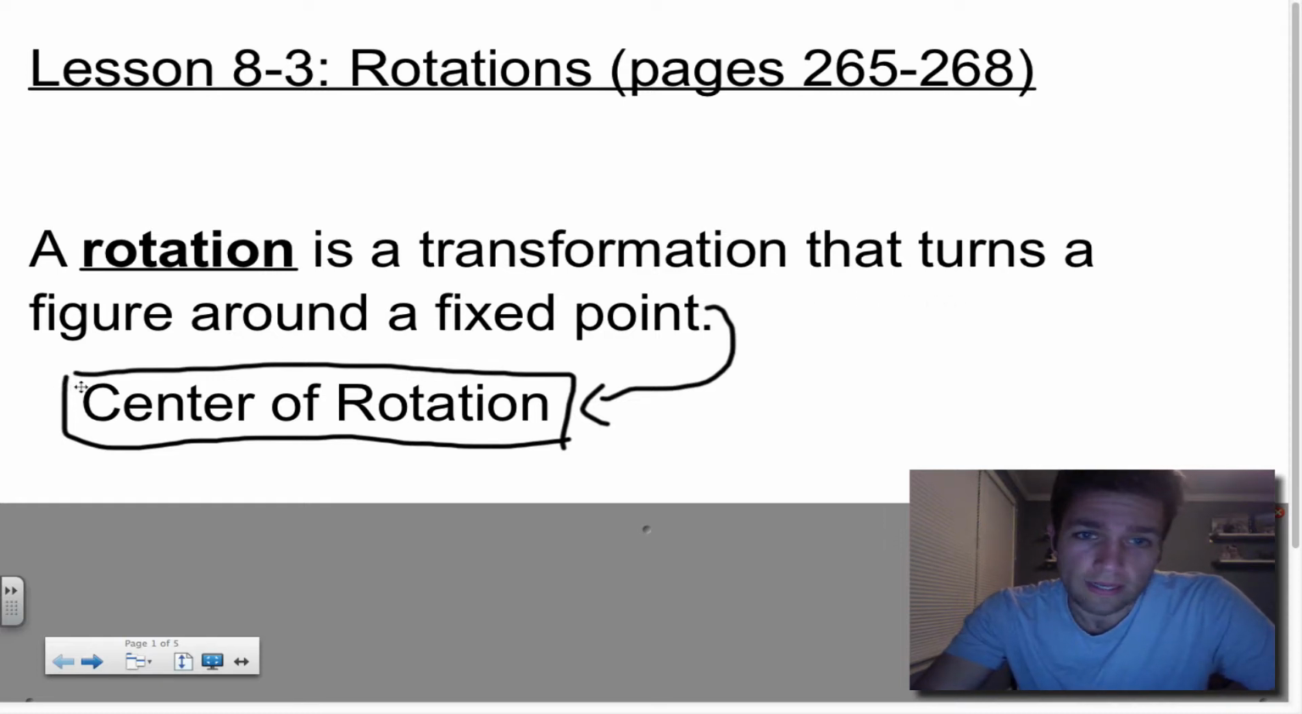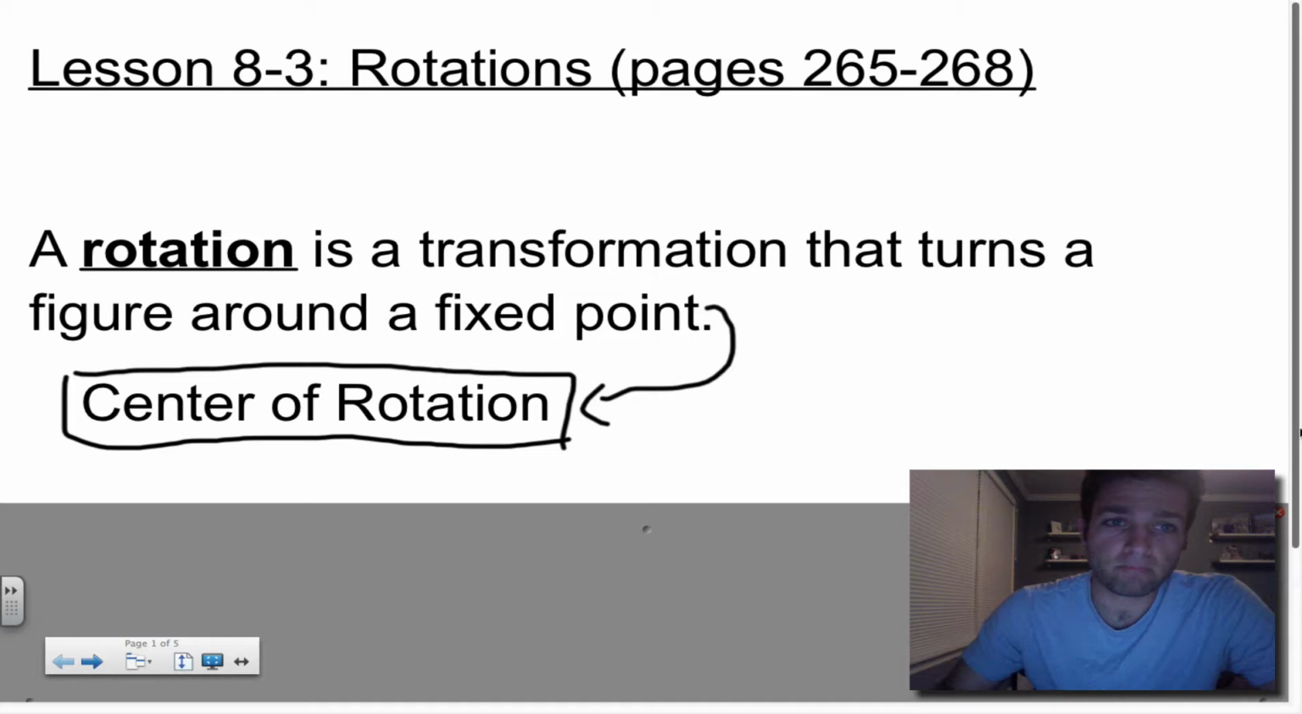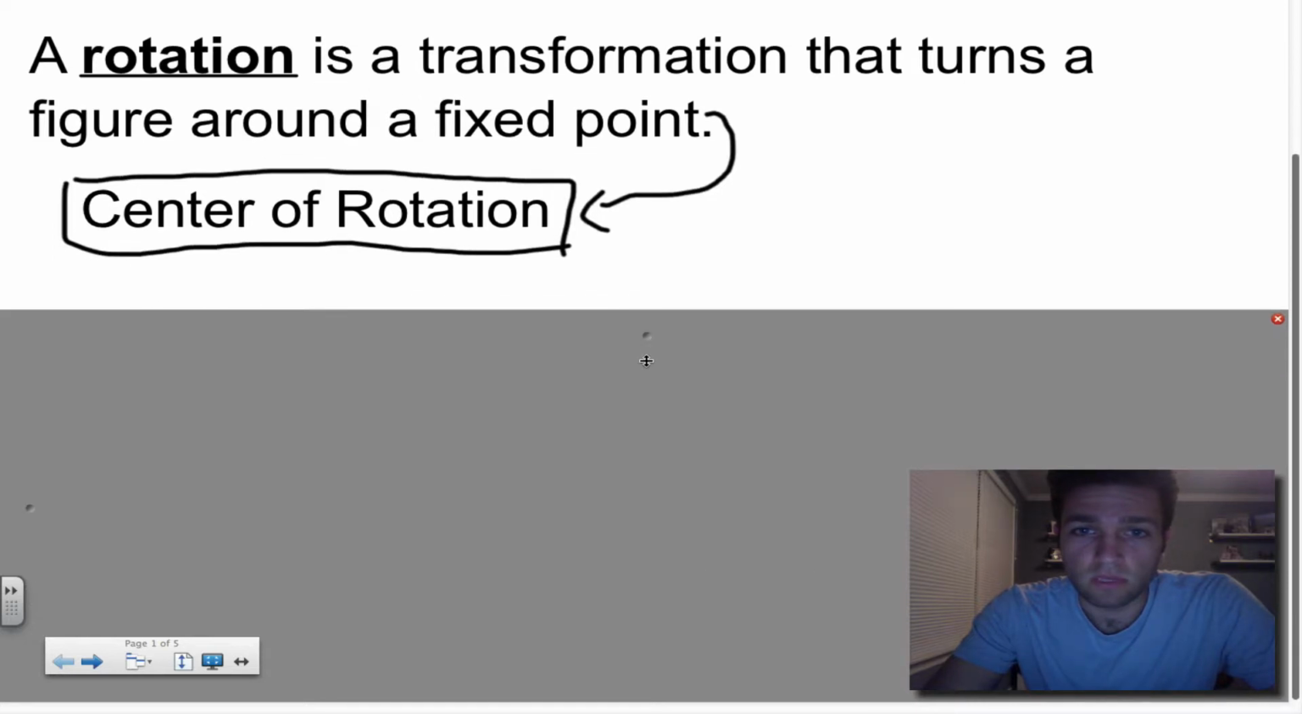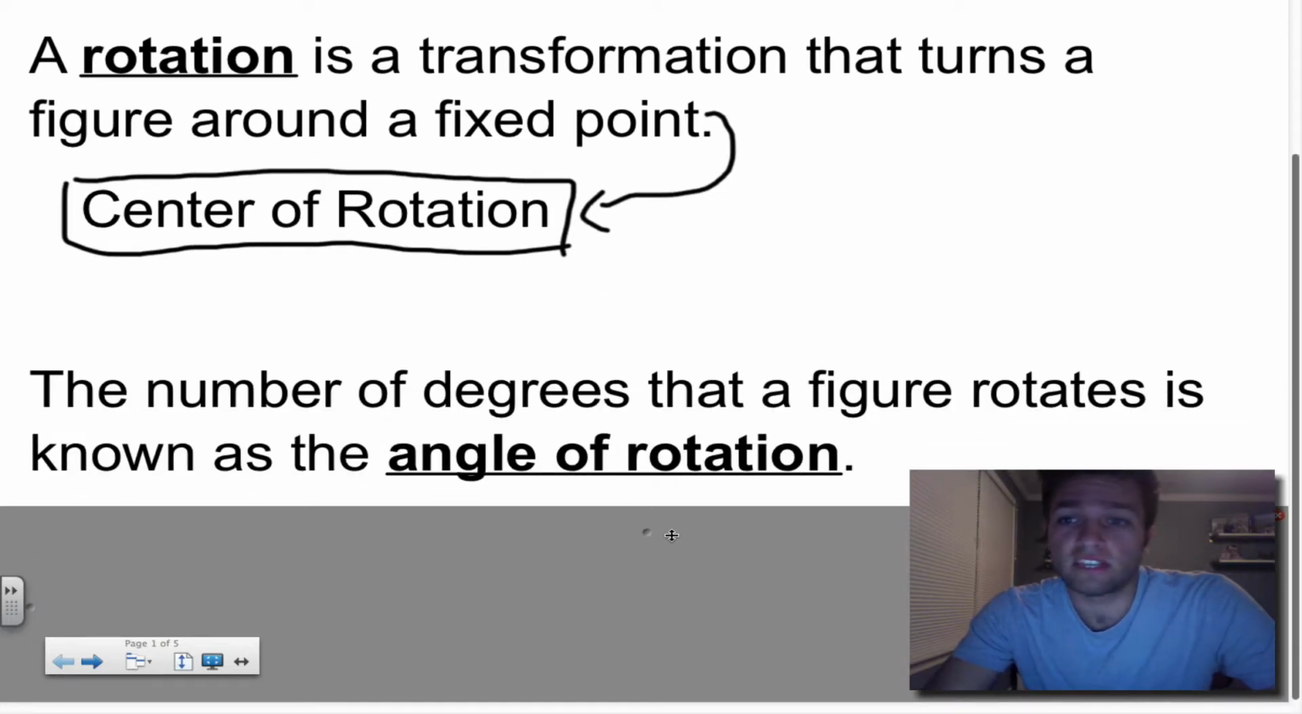So I put a little box around this just because the center of a rotation, generally it's going to be the origin, the middle of the graph, but it could really be any point. And we'll look at a couple examples of that. But just so you have the background information and the vocab, rotation is a turn around a fixed point. Fixed point is called center of rotation. And the number of degrees that you rotate a figure is known as the angle of rotation.